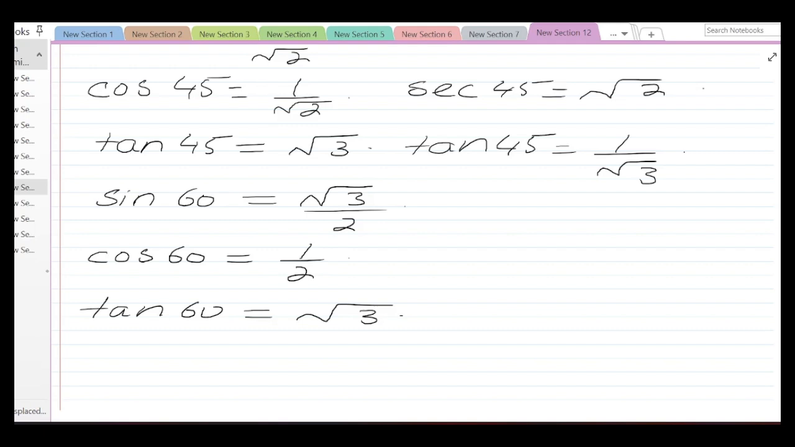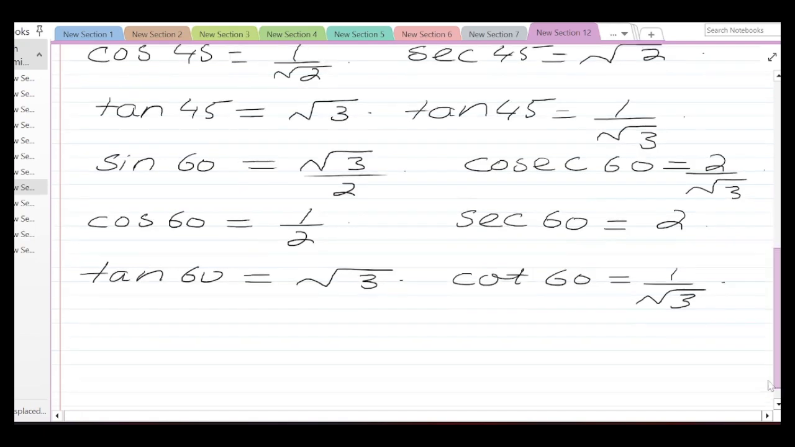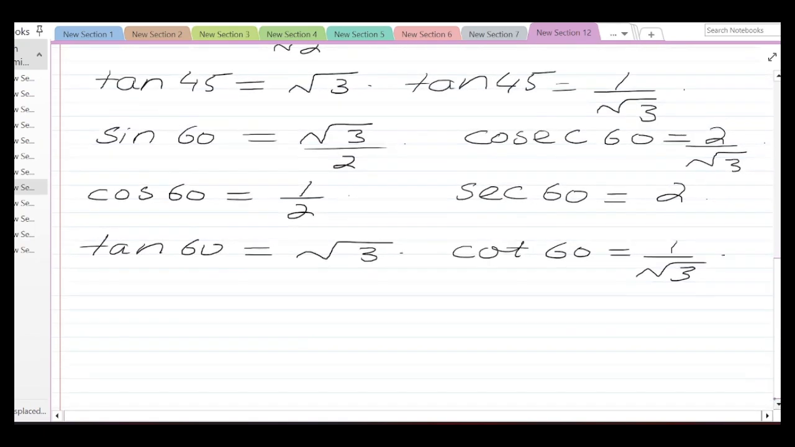So the reciprocal of sine will be cosec. So cosec 60 is equal to 2 over under root 3. Then the sec of 60 will be equal to 2 over 1. And then the cot of 60 will be equal to 1 over under root 3. Now let's move on and find the trigonometric ratios for 90 degrees.